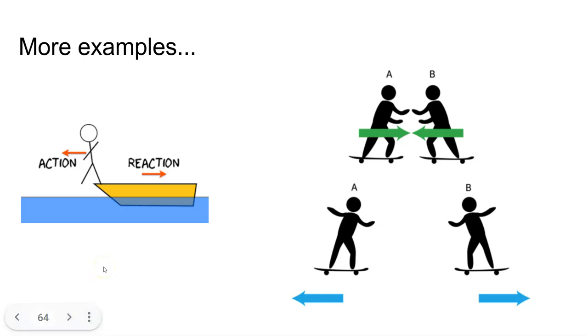Some other examples, if you were to step off of a boat, or for that matter off of a skateboard, you would move to one side and the skateboard or the boat would move backwards. That would be the reaction. So here, to think about this specifically, the action is the person pushing the boat backwards, which makes the boat move, and then the boat makes the person move forward. If you have two people on skateboards, one pushes on the other, then they both move.